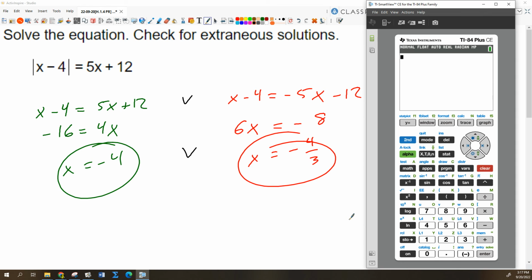So I need to put in the absolute value of x minus 4. Well, how do you find absolute value? There is no absolute value on the front keyboard, it looks like. Where do you find it? You can tell it's not second, because when you hit second you just get the blue functions up above, and I don't see any absolute value bars anywhere.